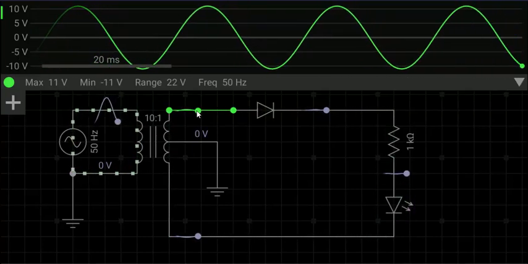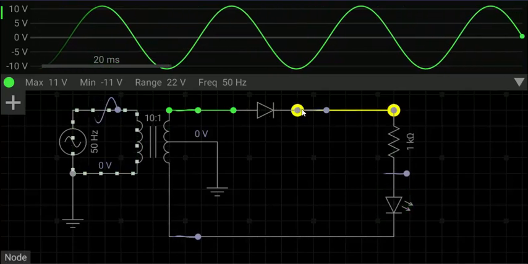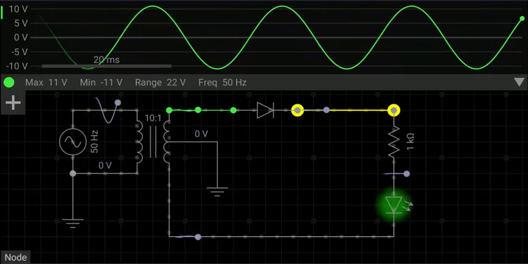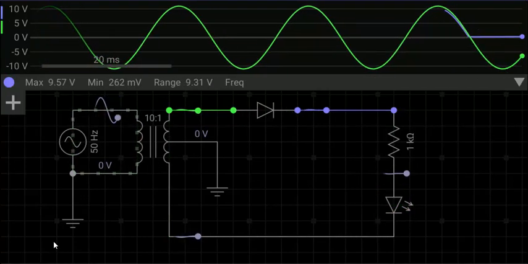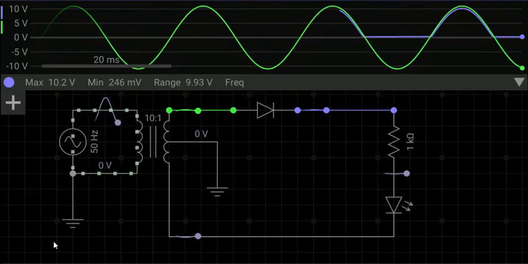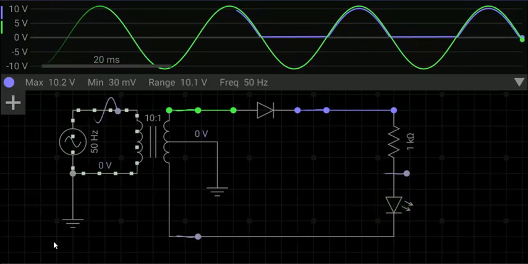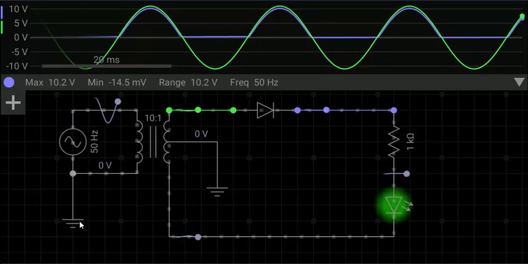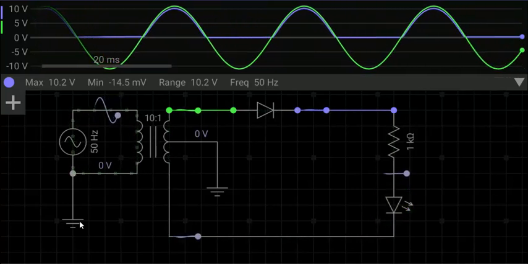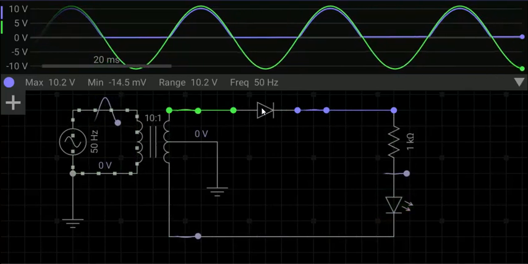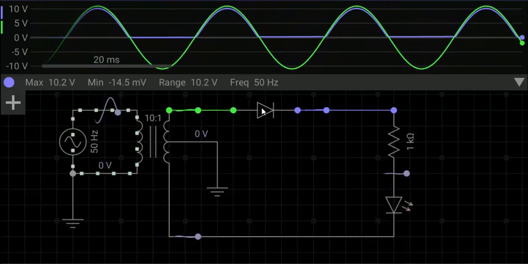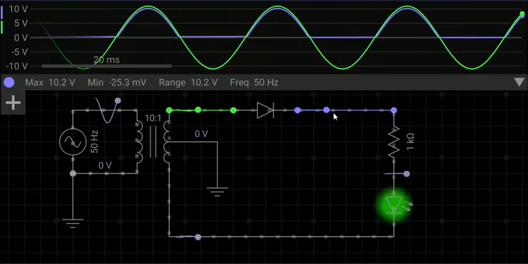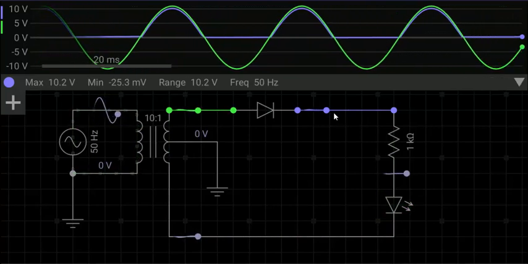Now let us see here the voltage at the output of the diode. We can see here during the positive half cycle of the AC voltage, the diode arrow becomes positive with respect to the bar, and the diode gets forward biased and so conducts the current. However, during the negative half cycle, the diode gets reverse biased and does not conduct current.